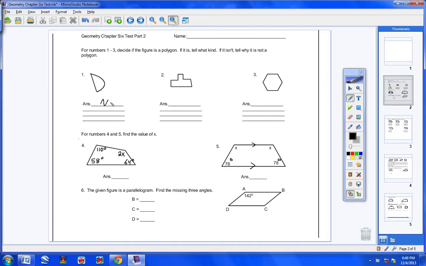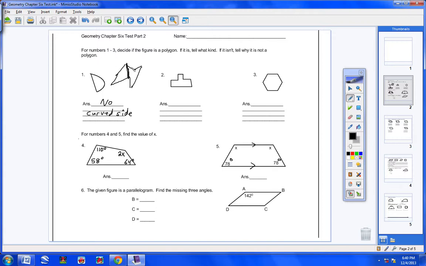And you would say, no, it is not, because it has a curved side. Remember, a polygon is made up of segments. Segments. No curved sides. So no, this is not a polygon because it has a curved side. By the way, if I had this right here cutting through the middle of this, then I would not have a polygon. Because also the definition of a polygon is all of the sides intersect only one other side.